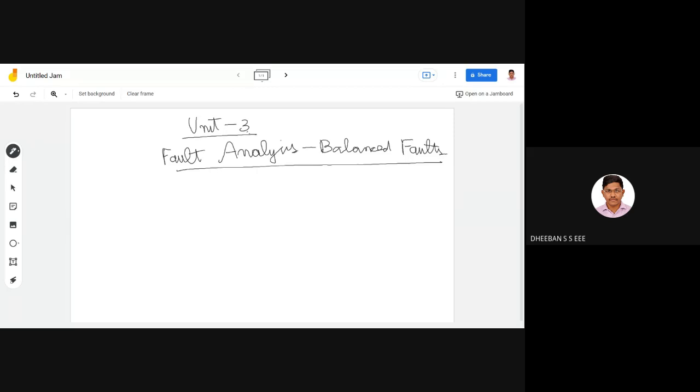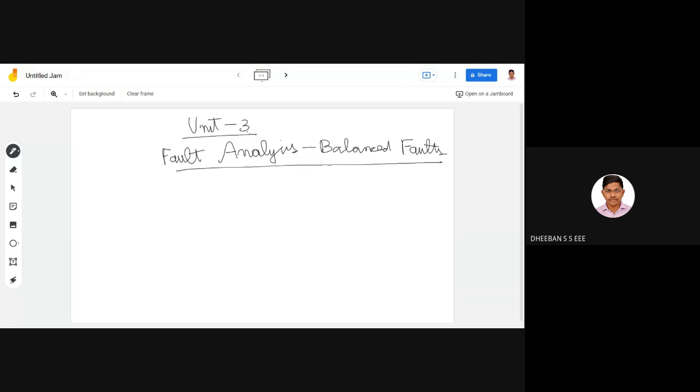Okay, fine. So we'll be starting with unit 3. Before getting into unit 3, I have to tell you that this unit 3 is entirely about fault analysis, and hence we'll be covering the different types of faults, followed by the problems related to different types of faults. So these are the things we will be covering in this unit.